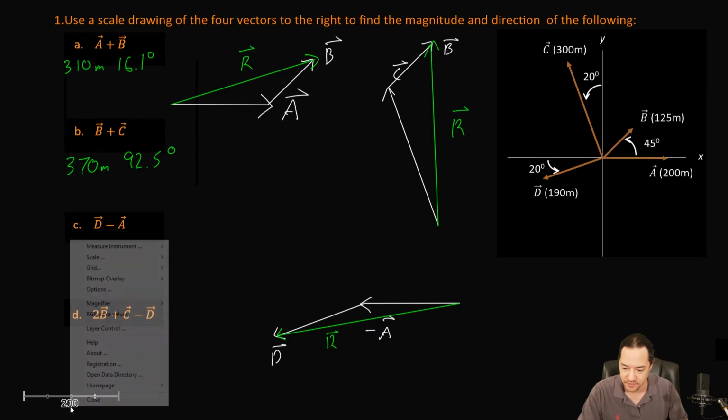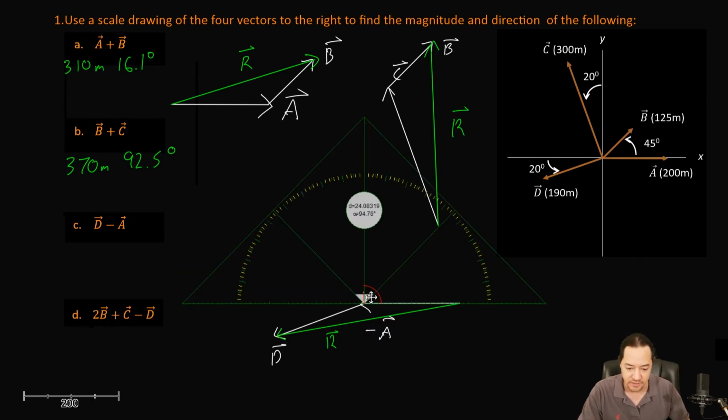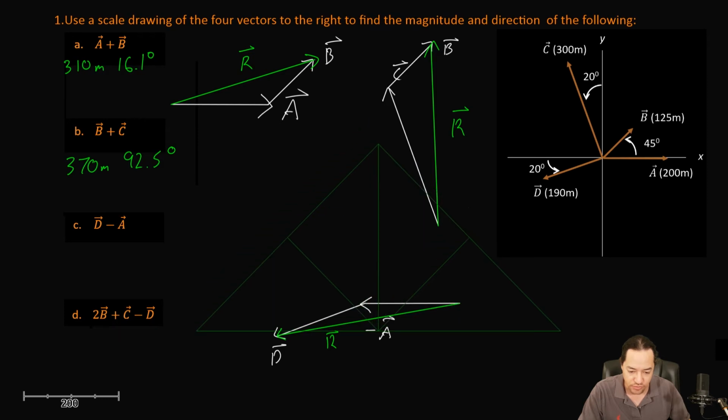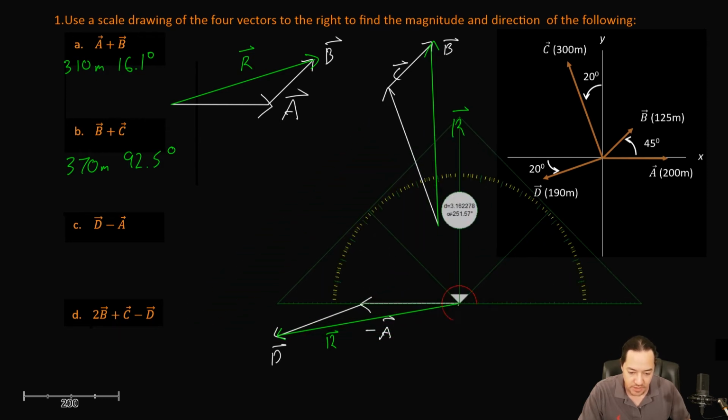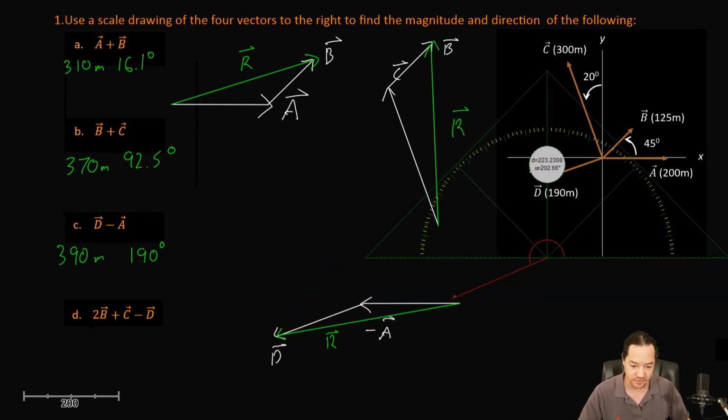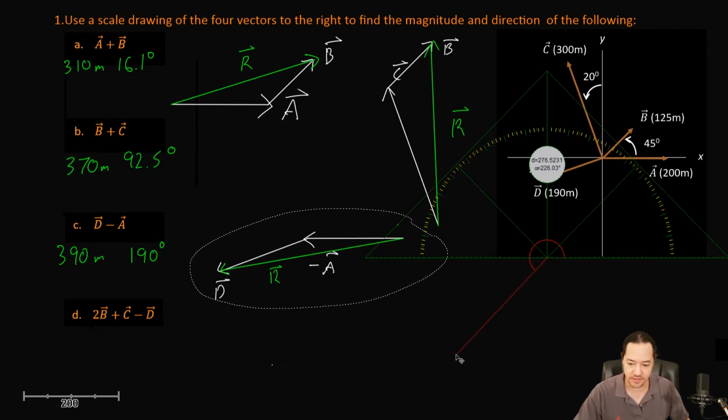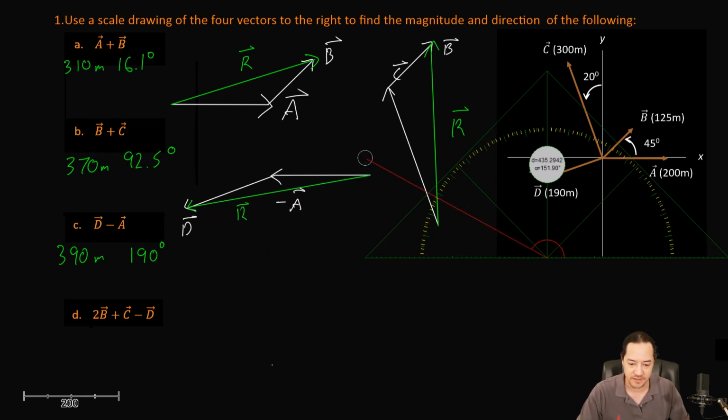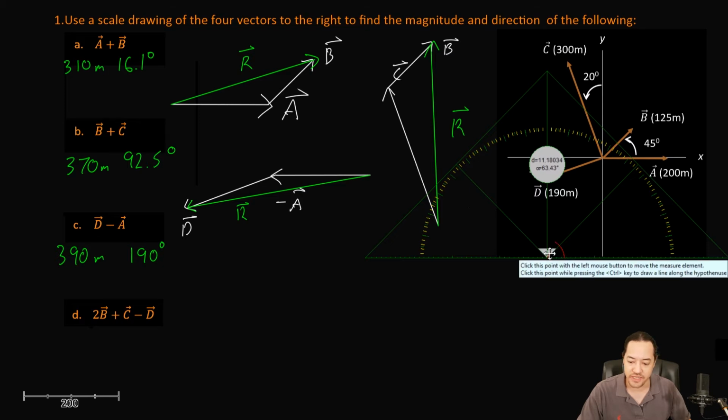And now let's bring back our ruler to measure it. Okay, so we're going to measure this. Let's bring this back all the way to here. And this sum looks like it's going to be about 389 or 390 meters long and an angle of 190 degrees. So 390 meters long and an angle of 190 degrees. There we go. Okay, so let's move this out and tuck it away over here, just so it's out of the way. And now let's do the final one.